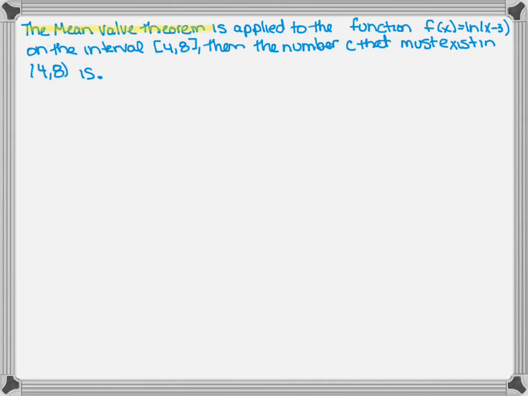And if you remember the mean value theorem, what it says is that the derivative at c is equal to the average rate of change, so f of b minus f of a over b minus a, where 4 would be your a, b would be your 8. So the first thing we're going to have to do is take the derivative.